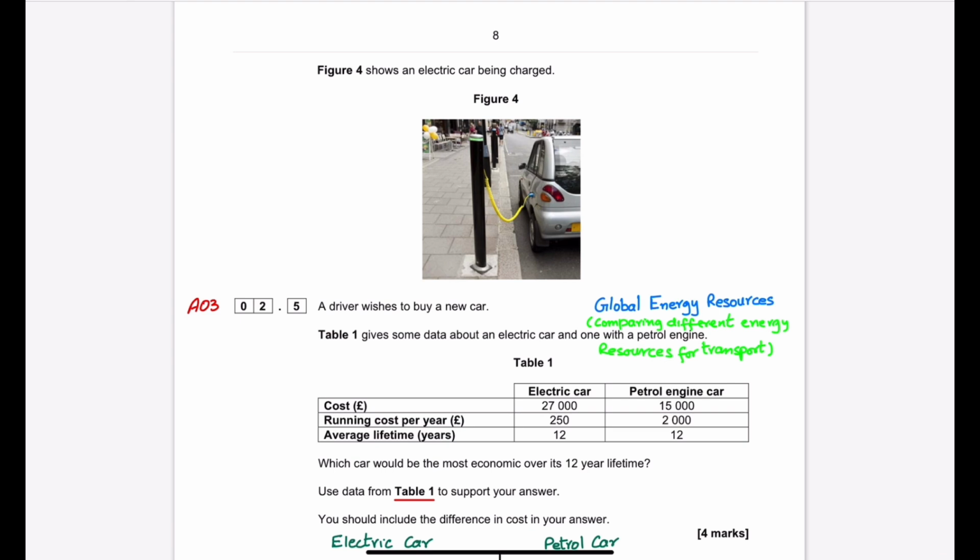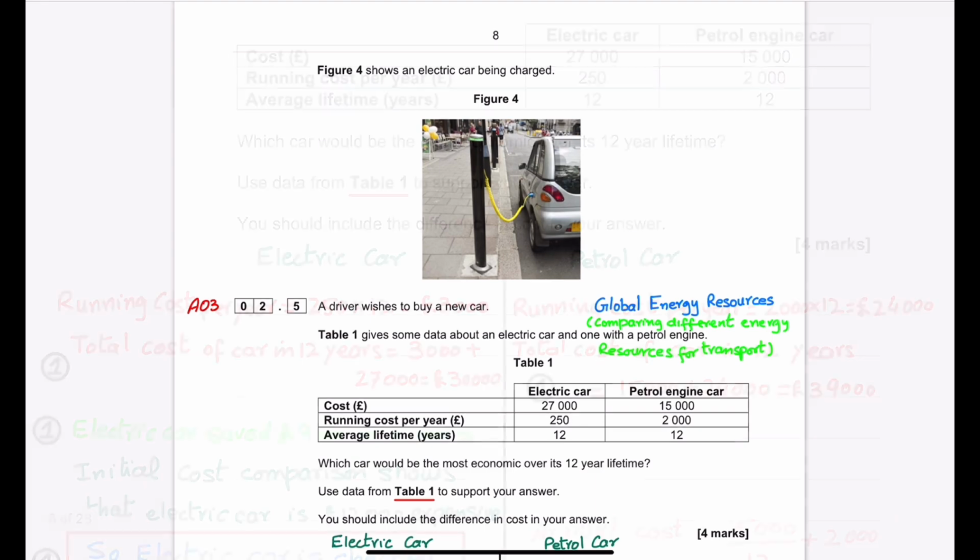So we have two kinds of cars. One is an electric car and the other is a petrol engine car. The initial cost is also given here for both of them. The running cost per year is given for both of the cars, and the time is the same, that is 12 years for both of the cars. We need to find which car is more economical after 12 years. Let's see the model answer.